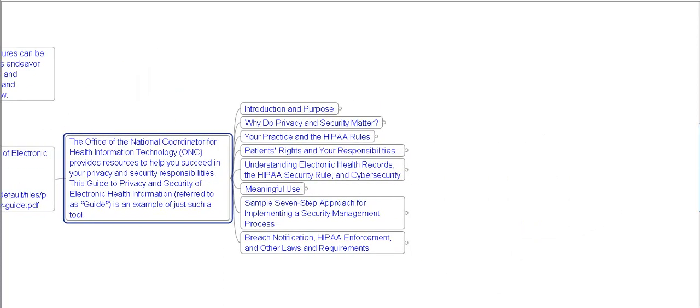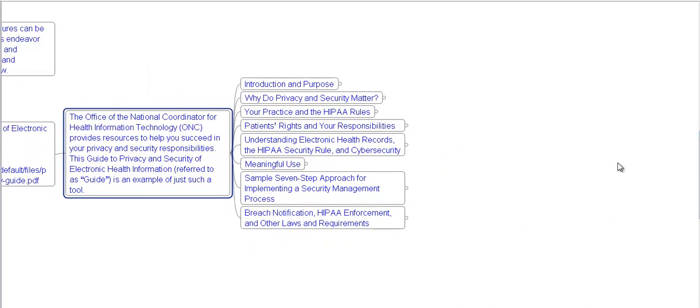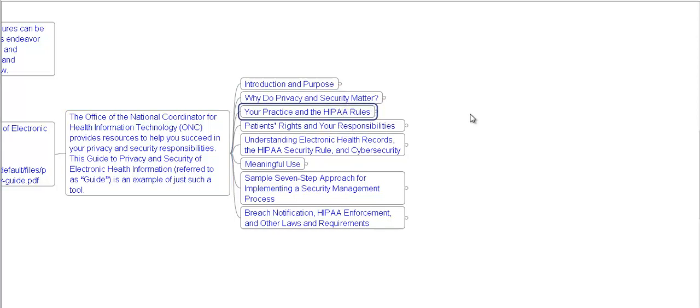This guide describes: introduction and purpose; why privacy and security matter; your practice and HIPAA roles; patients' rights and your responsibility; understanding electronic health records; the HIPAA security rule and cybersecurity; meaningful use; a simple 7-step approach for implementing a security management process; and breach notification, HIPAA enforcement and other laws and requirements. Let's see the first topic, introduction and purpose.